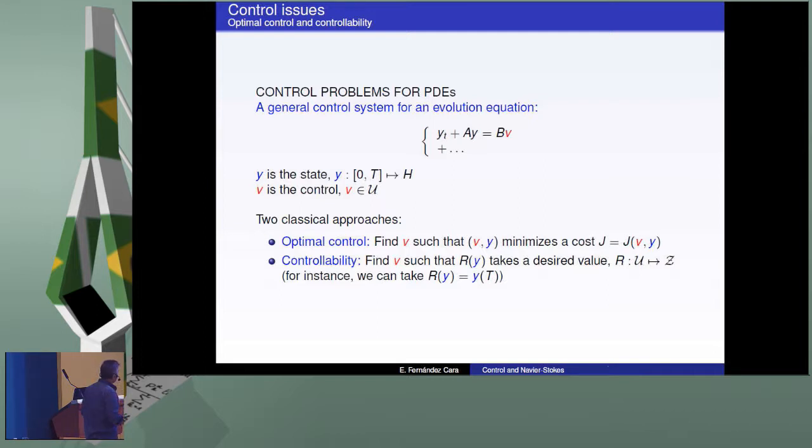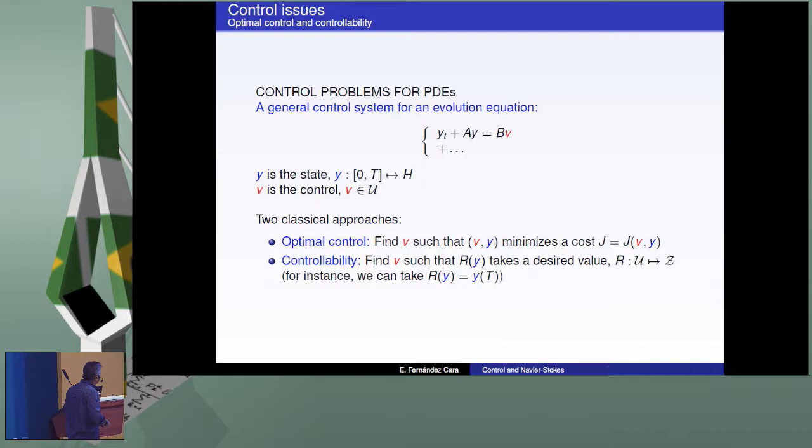We do the following. We fix the data. The data is called V here. We try to fix the data V in such a way that the solution Y satisfies good properties. So the viewpoint of control is to choose the data that make good properties for the solution of the system.